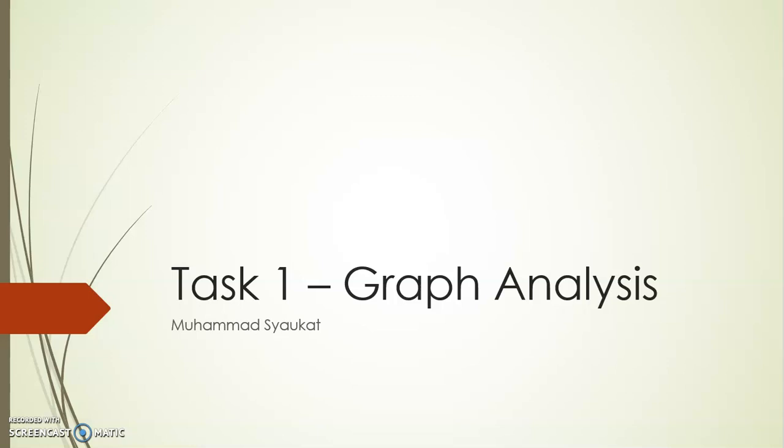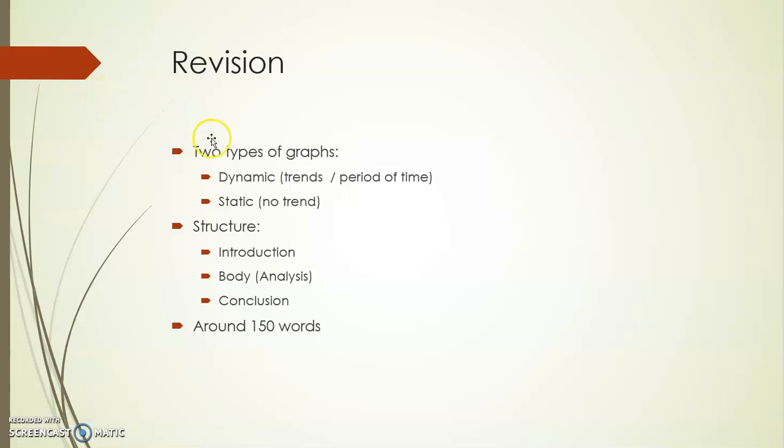Okay, if you still remember, there are two types of graphs: the dynamic graph, the type of graph that has trends and has a period of time, and the static graph, which has no trend. We will look at each one of these graphs one by one. I think we'll start with the dynamic graph.